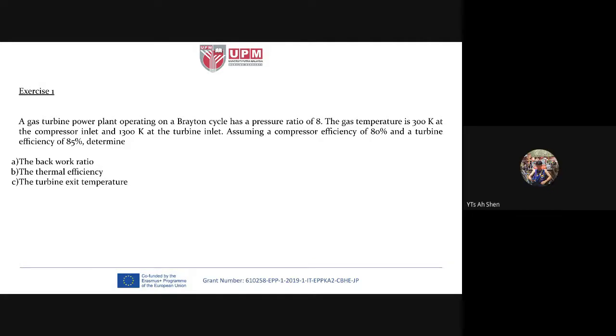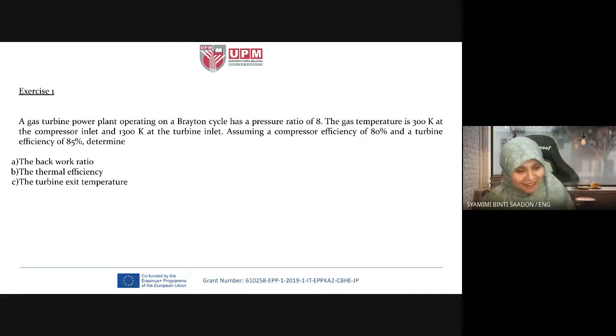And doctor, are you here? Yes, ambil sekejap. Ambil lihat sekejap. Sorry, okay, sorry. You can start to do this exercise.